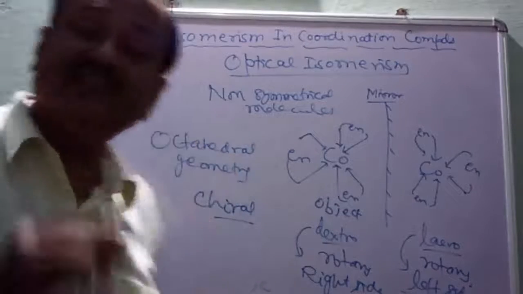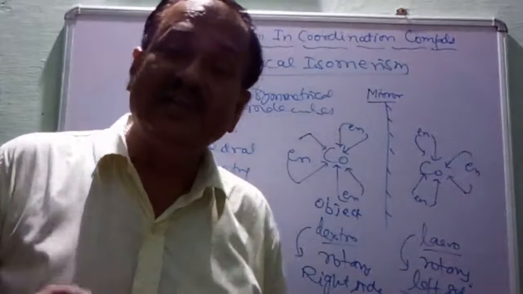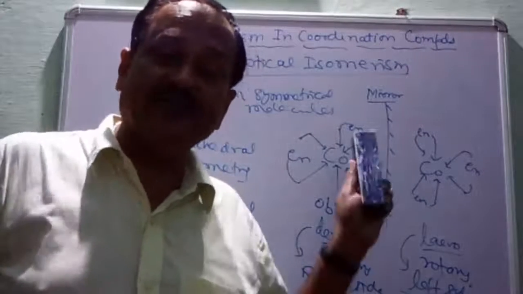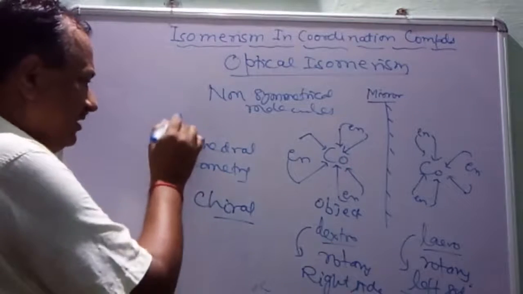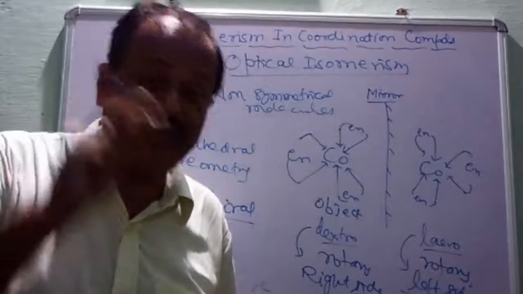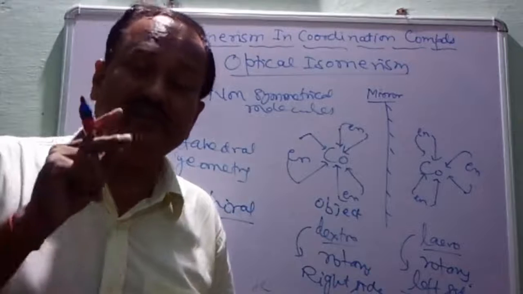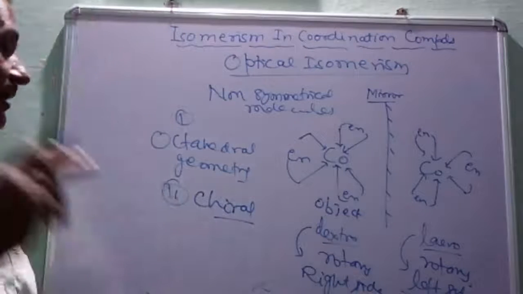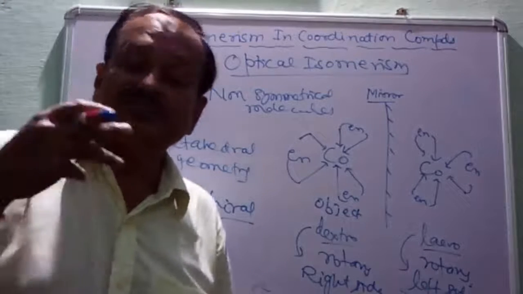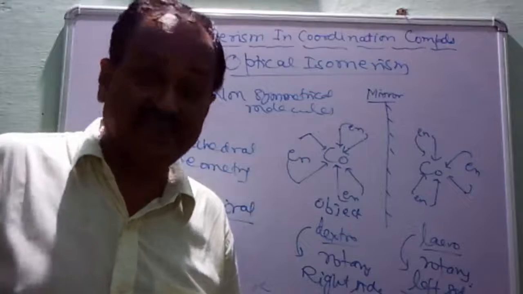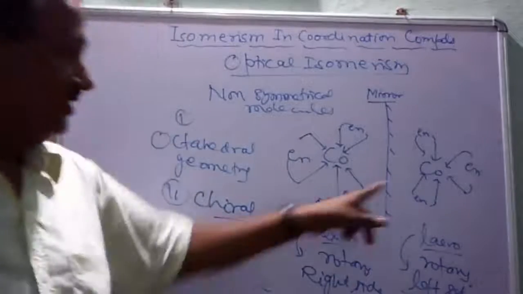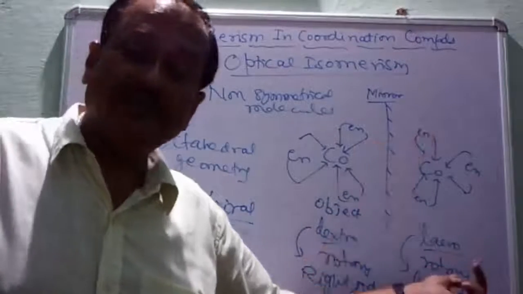So this behavior is called chirality, and chirality is the prime condition for optical isomerism. This is the first and this is the second. Both complement each other. Both have to be present. If any molecule is unable to change the plane of polarized light, it means it is achiral, so it will never be optically active.